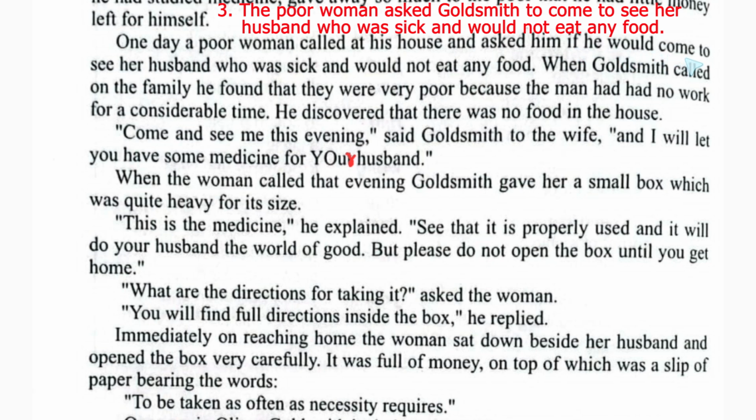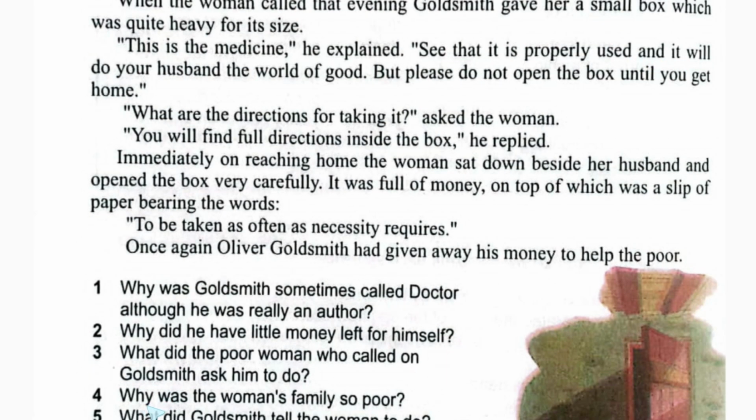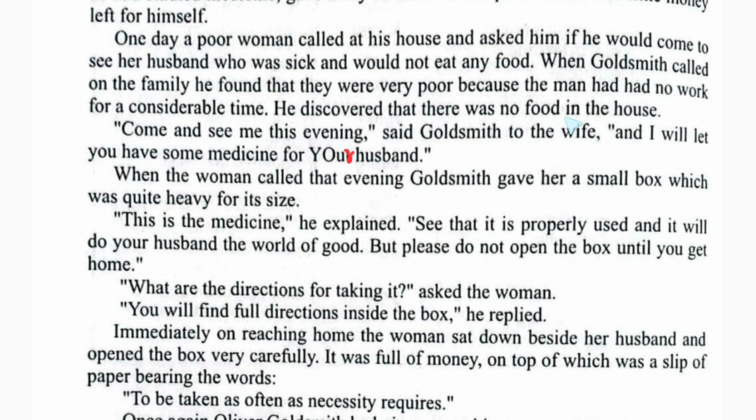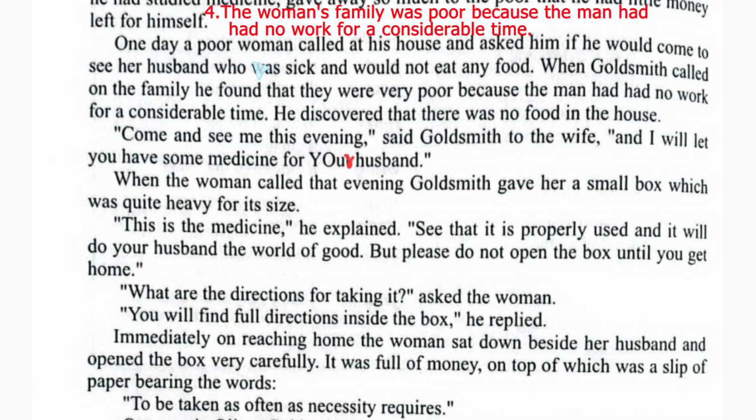Number 4 question, why was the woman's family so poor? The answer is here. When Goldsmith called on the family, he found that they were very poor because the man had had no work for a considerable time. So the answer will be: the woman's family was poor because the man had had no work for a considerable time.